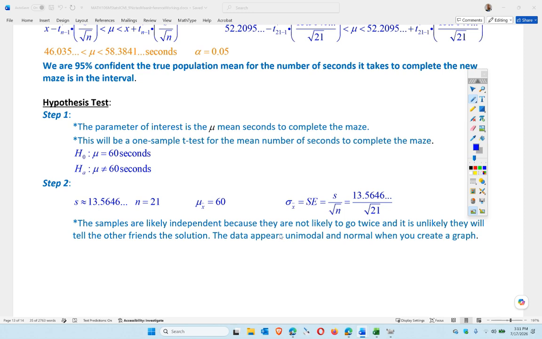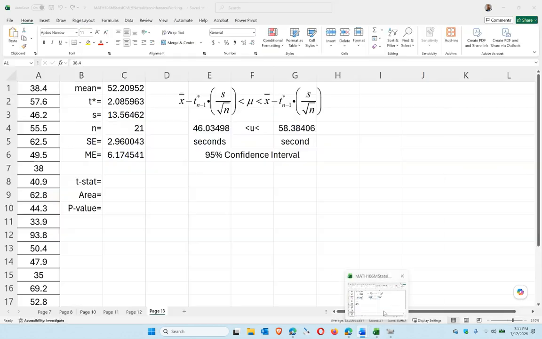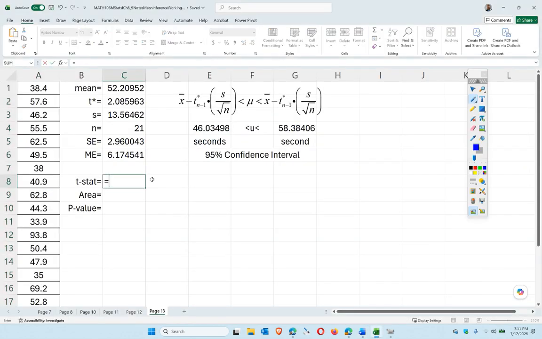All right, so step 3 is actually doing it. So the t-stat is the sample mean minus the population mean divided by the standard error, okay? Which is about negative 1, so we're going to do T.DIST, click on that, comma, degrees of freedom, which is n minus 1, comma, TRUE.